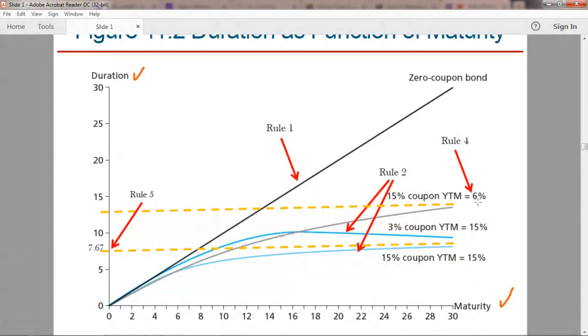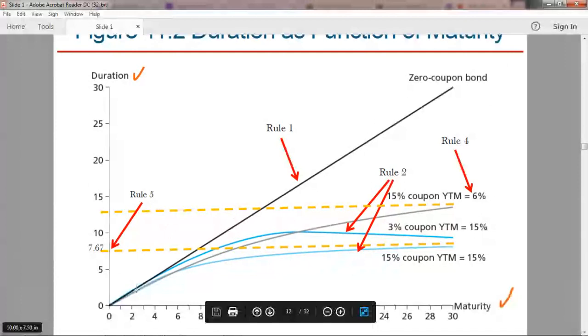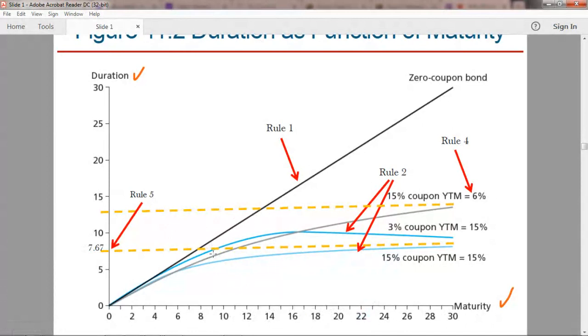With high coupon but low yield, we have maturity of like 13 years and duration of about 13 years. But the duration increases with the maturity. So this captures very well the correlation between the duration and maturity under high coupon, low coupon, high yield, low yield scenarios.